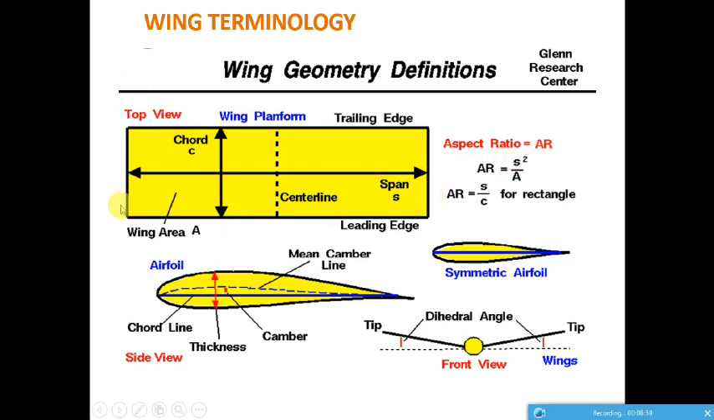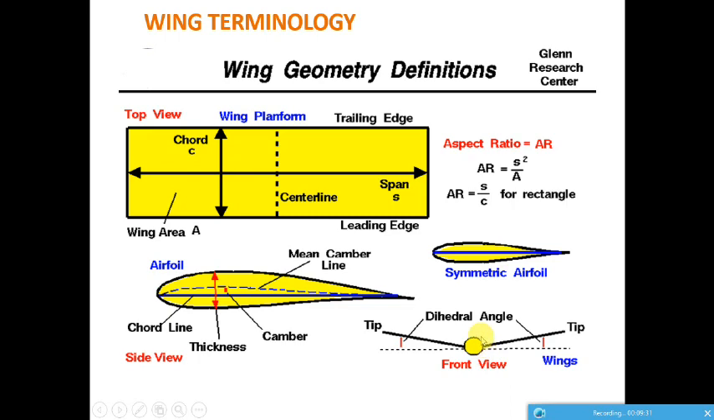This rectangular planform which you can see is the wing planform. It's the basic shape of the wing when you see it from the top. The overall length of the wing, from one tip to the other tip, is called the wingspan. This is the chord. The breadth of the wing is generally called the chord. Aspect ratio, AR, is simply defined as the ratio of the length of the wing to the breadth of the wing.